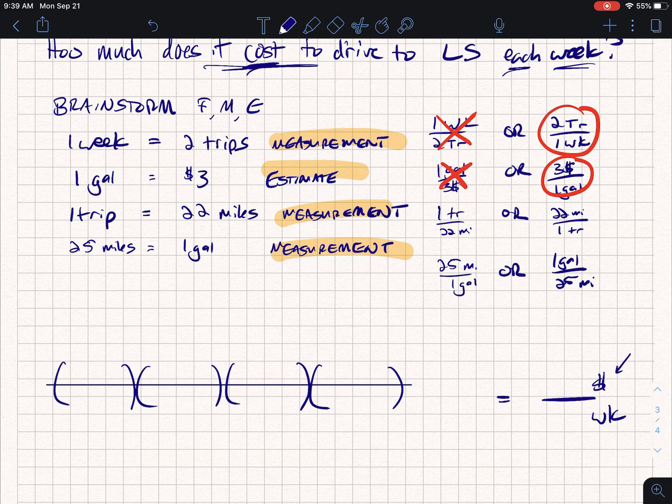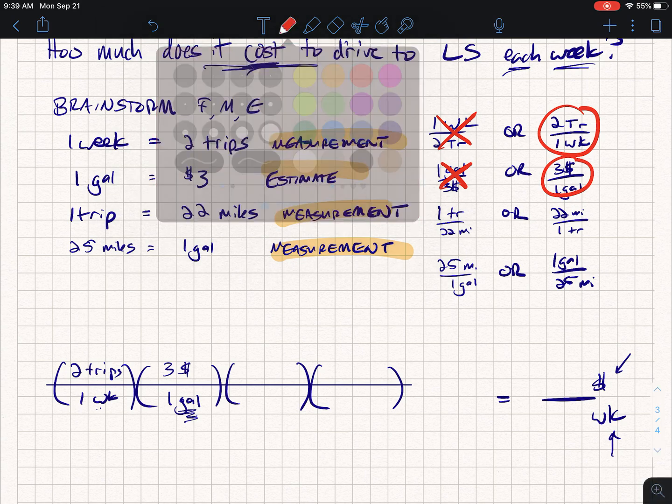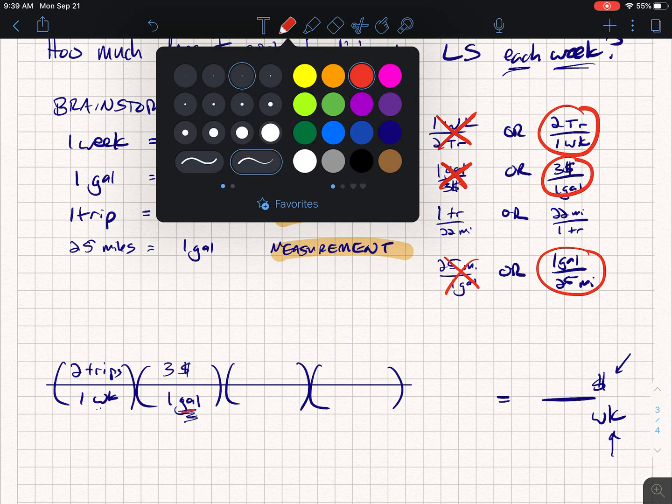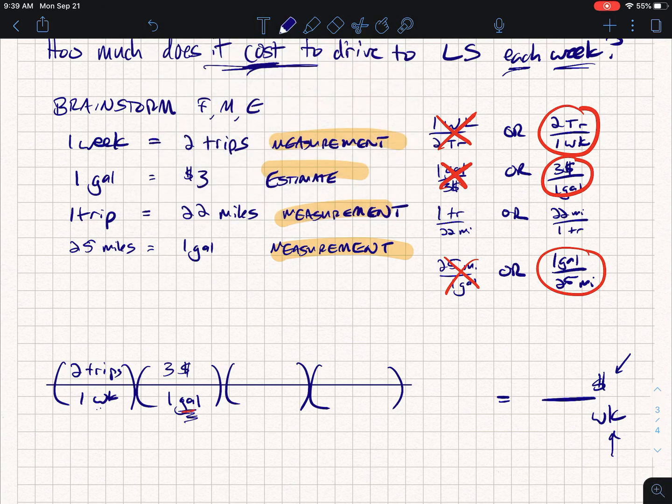Snap that straight line to leave me with only dollars on top and only weeks on the bottom. So I know that I have 2 trips in 1 week, and I know that $3 is the same thing as 1 gallon. Well, the dollars on top is fine, and the weeks on the bottom is fine, but I need to get rid of this gallons. This gallon right here doesn't belong. And so I've got to come over here and find one of my 4 fractions that has gallons on the top to cancel that out. And it turns out that it's that one. So I'll cross that one out right there. And it leaves me with 1 gallon over 25 miles.